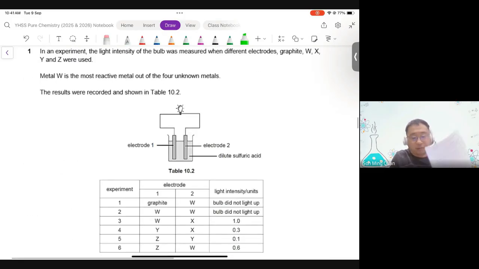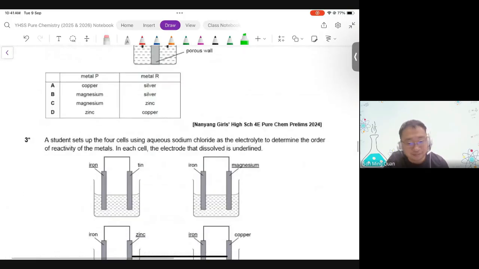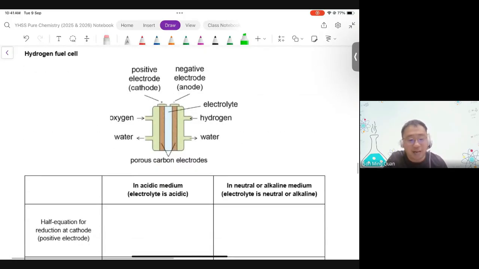Okay, now, checkpoint 2, we will do it when school reopens. Let's go on to the hydrogen fuel cell, which is tomorrow.